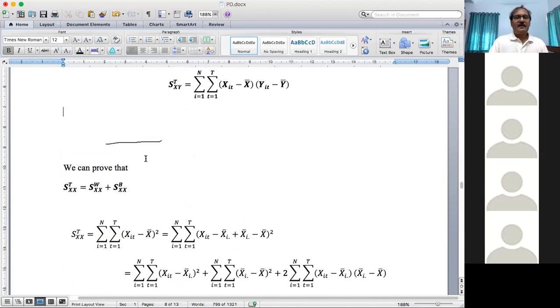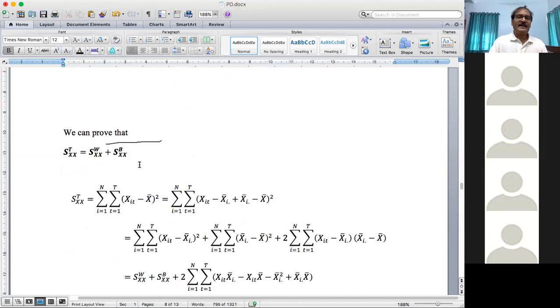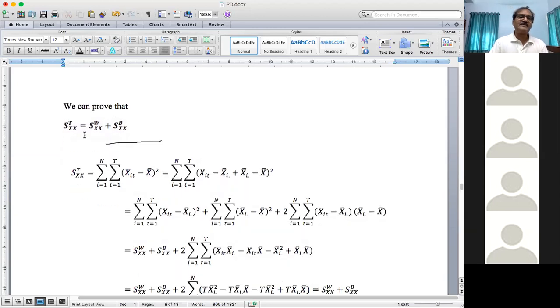But using this formulation, we can easily prove the total variation or total variance is equal to within group variance plus between group variance. Similarly, the total covariance will be equal to within group covariance plus between group covariance. In other words, we can show later on the total estimates in the regression coefficient can be decomposed into the within group estimates as well as the between group estimates. So before going into detail, let us look at how we can prove this statement, that is the total variance is equal to within group variance plus between group variance.